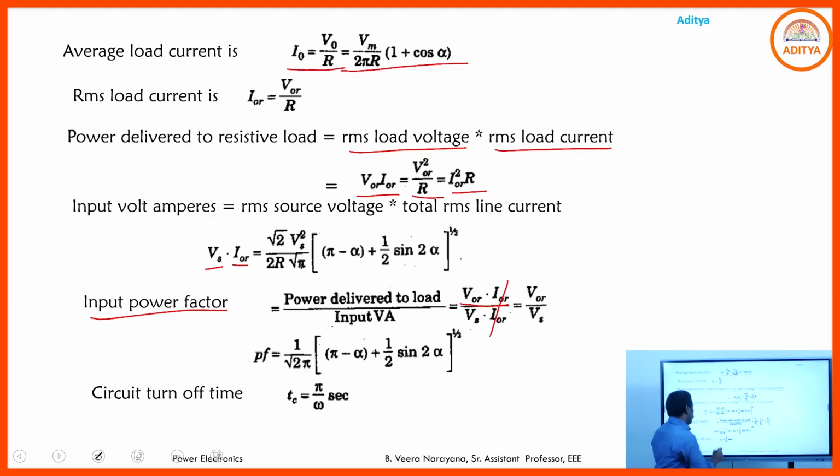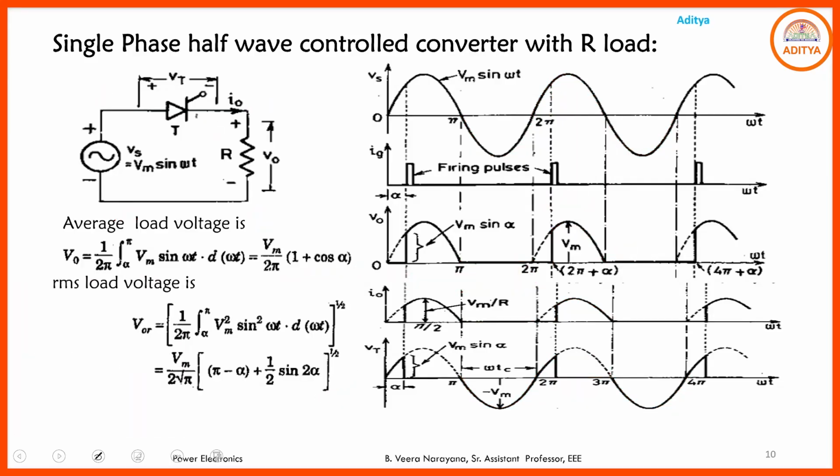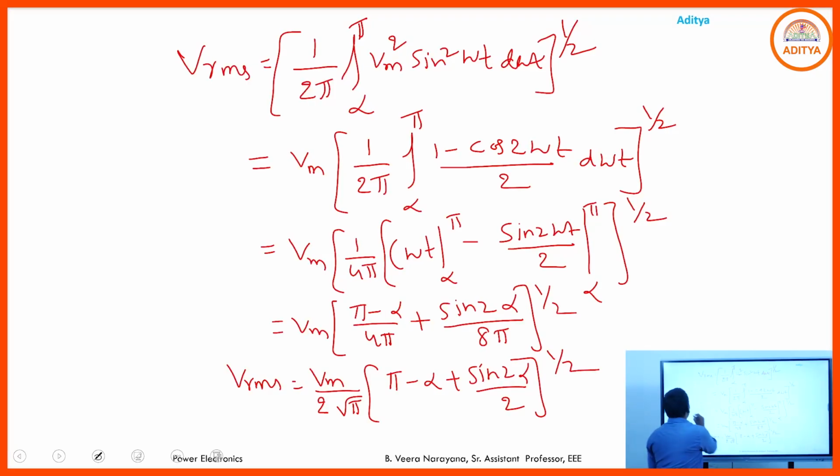And circuit turn off time, a very important formula. Circuit turn off time is simply given by pi by omega seconds. It depends on the half cycle of the SCR. Simply observe here: in the half cycle from pi to 2 pi, the SCR will be in the off state, that is in the reverse biasing mode. Then the circuit turn off time is simply given by pi by omega seconds. And here the average DC output voltage is Vm by 2 pi into 1 plus cos alpha.